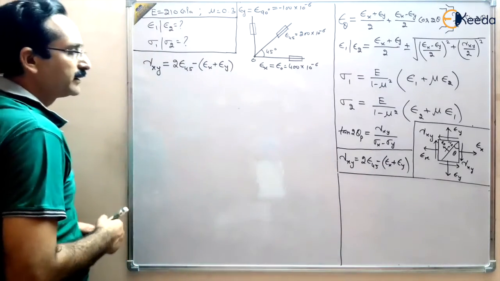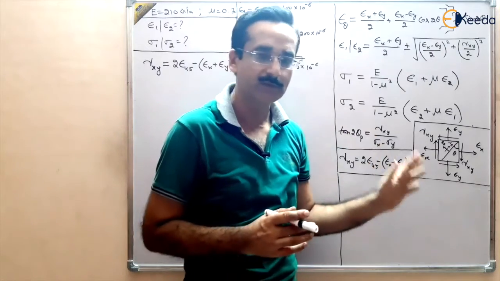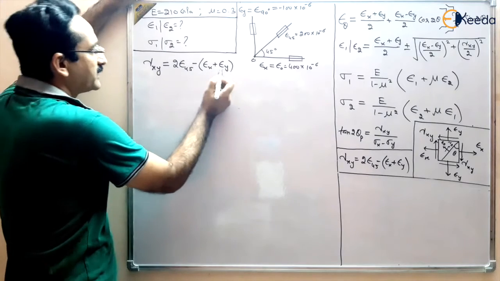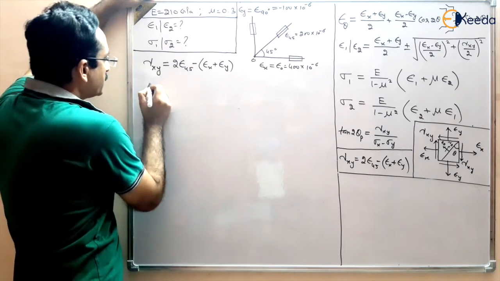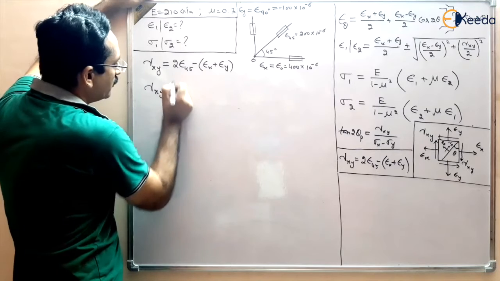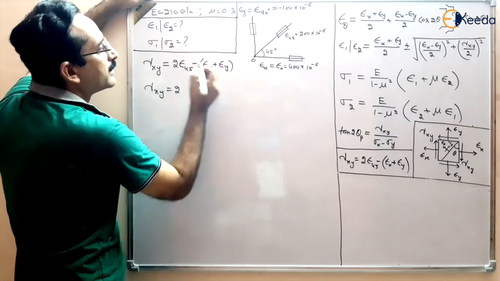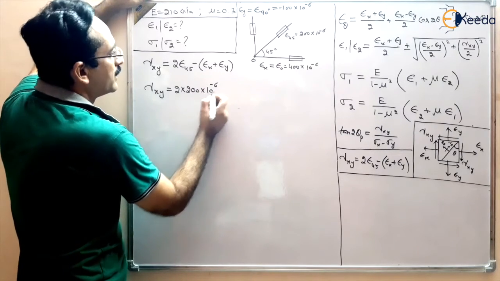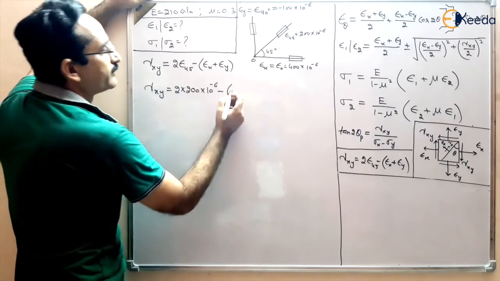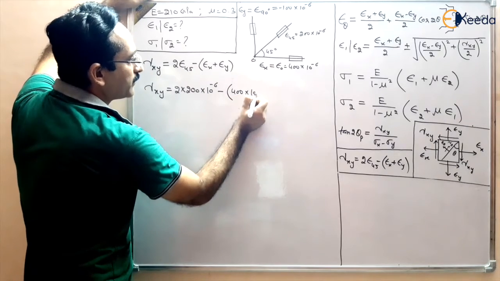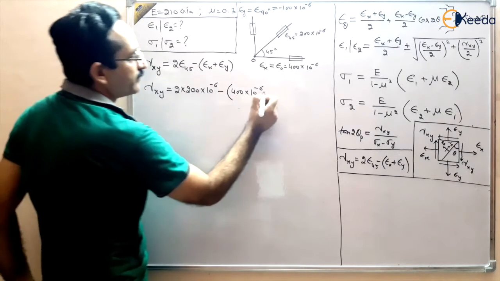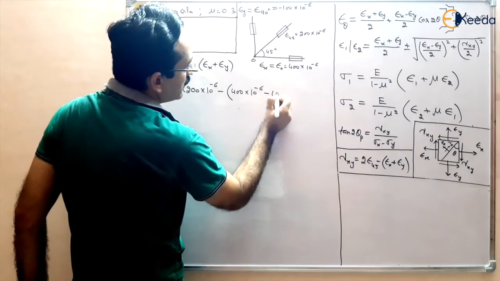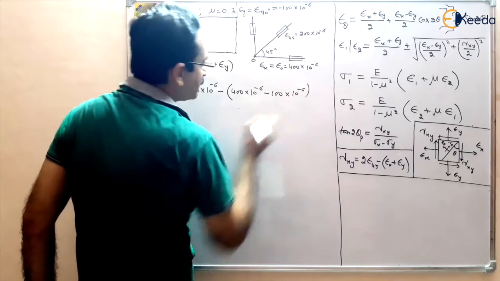So it doesn't matter, you can take any type of sign convention, it will not change your answer. So gamma xy will be equal to 2 epsilon 45 minus epsilon x plus epsilon y. So gamma xy will be equal to 2 epsilon 45. It is 200 multiplied by 10 to the power minus 6 minus epsilon x, 400 multiplied by 10 to the power minus 6, plus epsilon y. Here it is minus, so we can use minus here, 100 multiplied by 10 to the power minus 6.